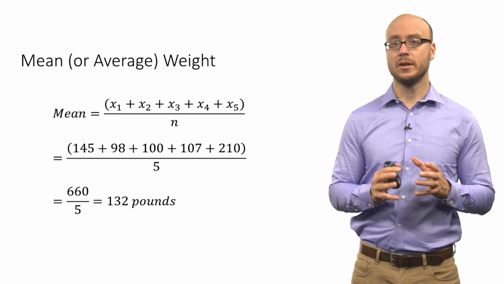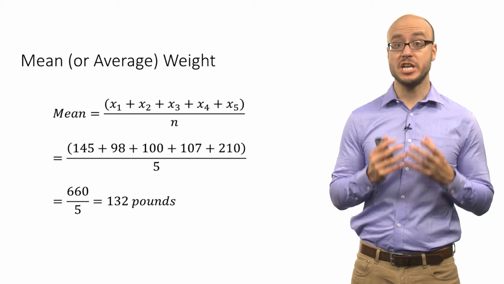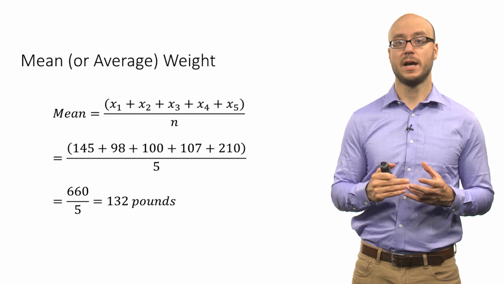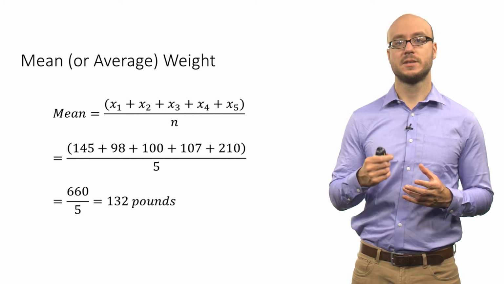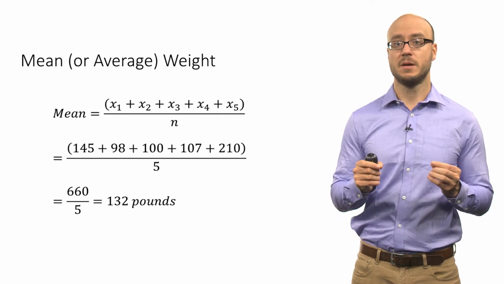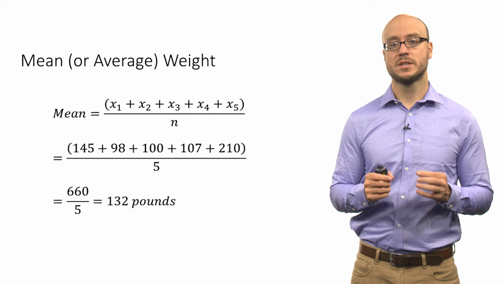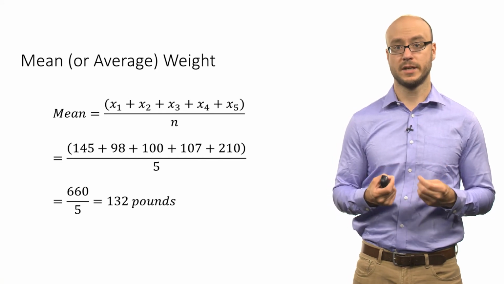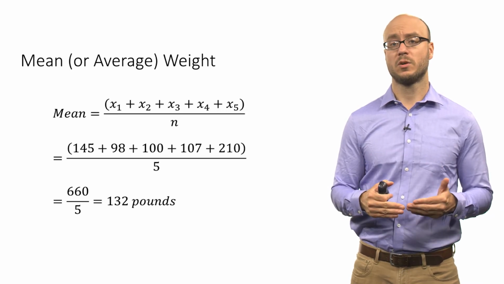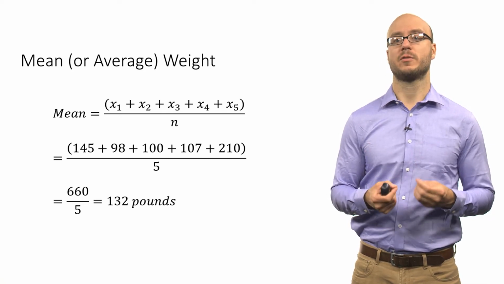So the mean or average weight in this toy data set can be generically described as adding up each of those different observations and dividing by the total number of observations. So the mean is x subscript 1 and so on up to x subscript 5. You're adding up each of the observations and dividing by the total number of observations, or the total sample size. In this case, when we add up all the weights, we get 660 pounds. Then we divide by n, the sample size, and we get this average, or mean, of 132 pounds.